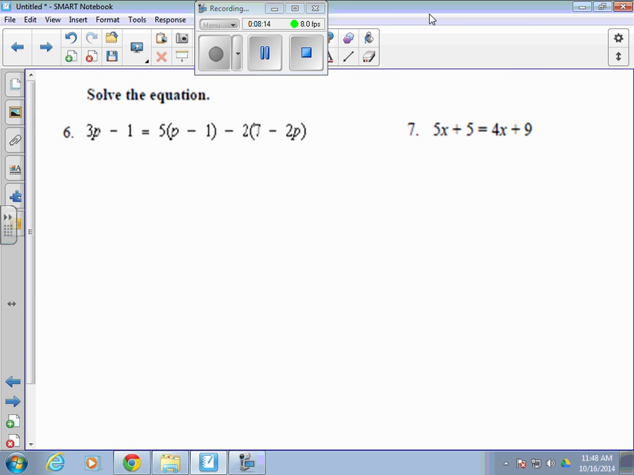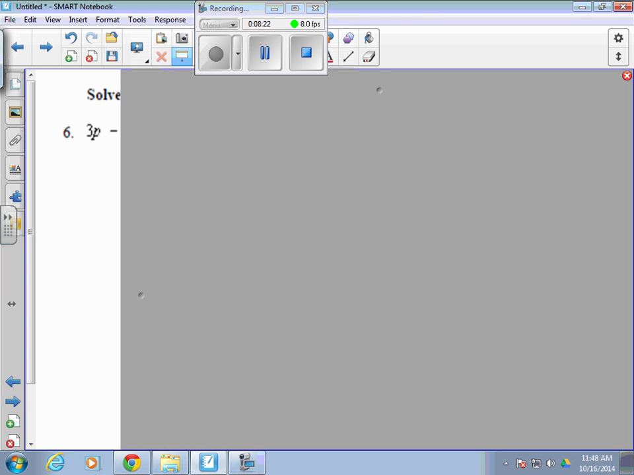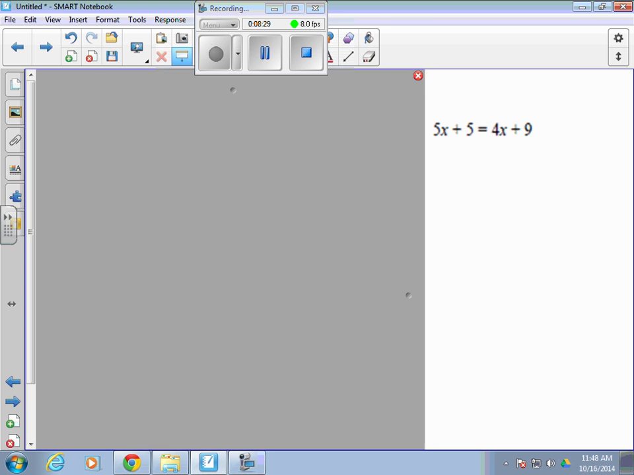Number 6 says 3p minus 1 equals 5 times p minus 1 minus 2 times 7 minus 2p. Okay, you're going to treat this like 2 different halves of an equation. You can't put 3p and minus 1 together. They're not like terms, so let's look at the other side.